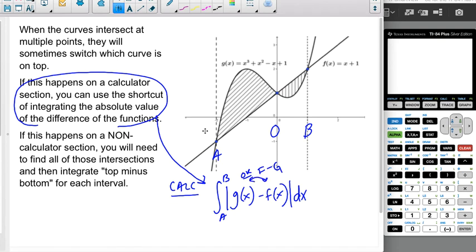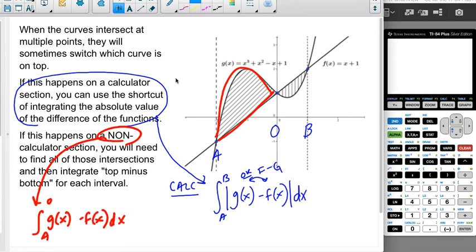If it's a non-calculator section, then I have to pay attention to which curve is on top and I have to integrate two different pieces. I'm going to have to do this section with G on top and F on the bottom. So I would integrate from A to 0 of G of X minus F of X. And then I would separately integrate from 0 to B of the reverse, where it's F on top of G. So I'd integrate from 0 to B of F of X minus G of X, because they switch which one's on top.